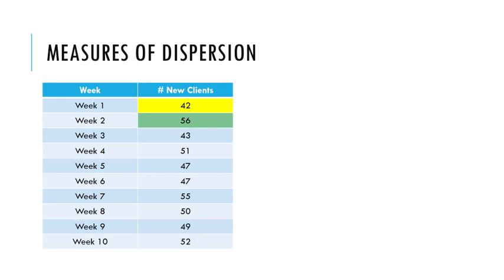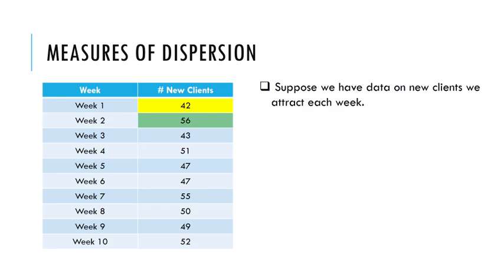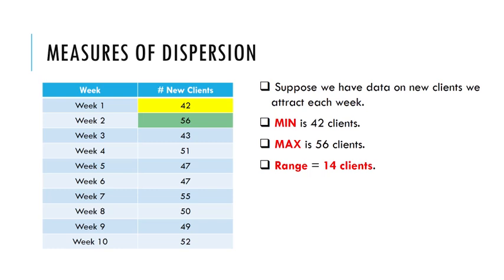Let's apply this to a very simple data set. Suppose we have data on new clients that we attract each week. So every week we see how many new clients did we get, and we write it down. So in week 1, we got 42 new clients. In week 2, 56. Week 3, 43. You get the idea. If we look at this, eyeball it really quickly, do you agree with me that the min is 42 clients and the max is 56 clients? So 56 minus 42 gives us 14 clients.